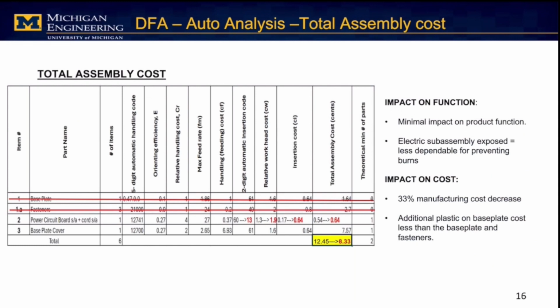The original design cost $12.45 to automatically assemble, while the redesigned part costs only $8.33. There is expected to be minimal impact on product function, although the exposed electronic subassembly raises concern for the kettle's dependability for preventing burns. Overall, the redesign has an expected 33% decrease in manufacturing costs, as any additional plastic added to the base plate cover for the redesign is not anticipated to cost more than the base plate and the fasteners would in our original design.